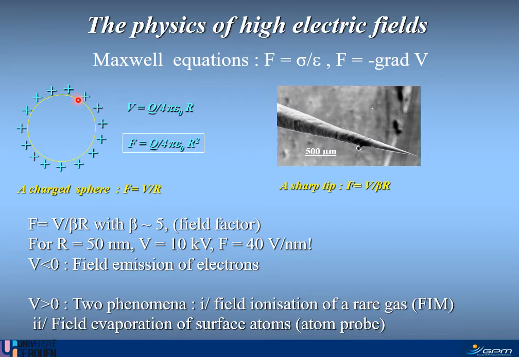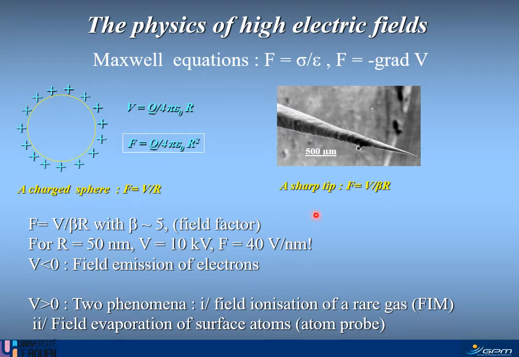And so if you've got a sphere here, the electric potential is equal to Q, the electric charge, divided by a factor that is proportional to the tip radius. And so the field, which is the gradient of V, is simply Q divided by these factors times a squared function of the tip radius. That means that the field for a sphere is equal to V divided by R. So this is for a charged sphere.